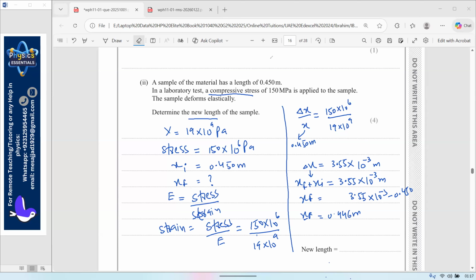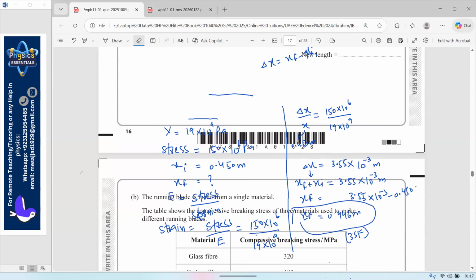So what you need to remember is that extension is final minus initial. For extension, you may write plus, and for compression, you need to write a minus. Be careful with that. Your answer should be in three significant figures as well, because our data in the question is in three significant figures.